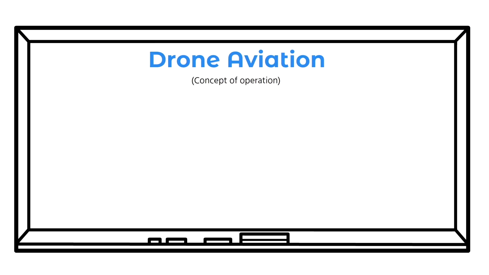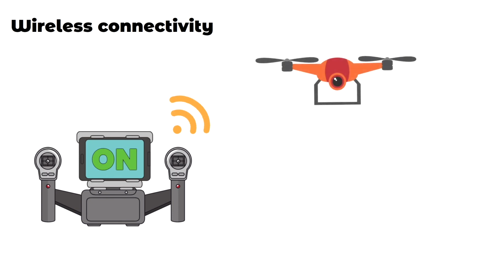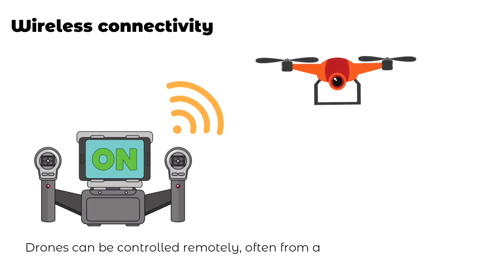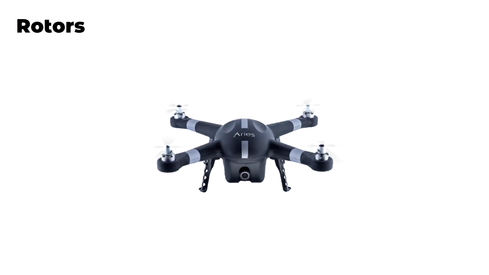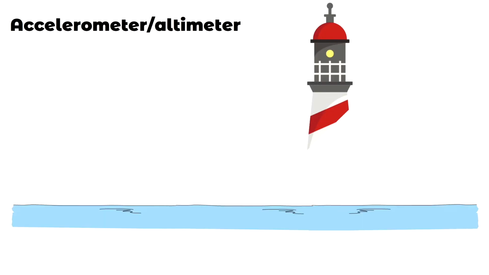You might be curious by now on how a drone actually flies. Well, here are the 3 concepts involved. Wireless connectivity. It lets you view the drone and its surroundings from a bird's eye perspective. Rotors. Rotors are spinning blades that push air down to create propulsion. Accelerometer or altimeter. It is used to determine position and orientation of the drone in flight.